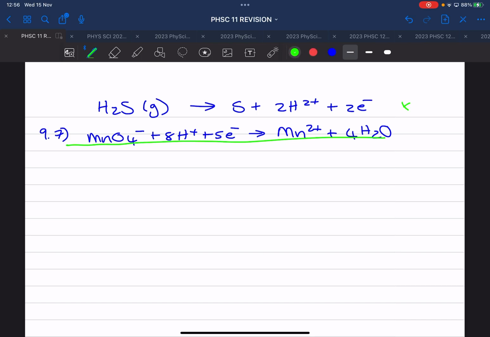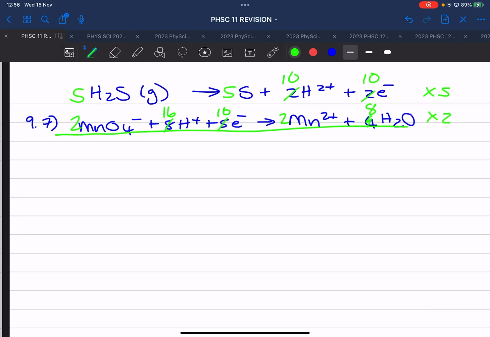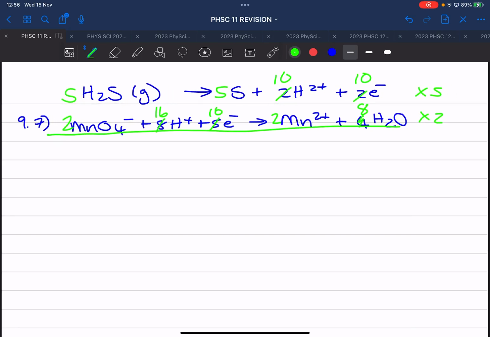Okay, so this is times 5, this is times 2, so it is 5, 5, 10, and 10, and this is 2, 16, 10, 2, 8. Okay, so nou sien ek dat die elektrone kanselleer uit, and the electrons must always cancel out. Nou check ek, is daar enigiets anders wat kan uitkanselleer of verminder of iets? Ja, daar is 10 waterstowwe. O, daar moet nie 2 plus wees nie.